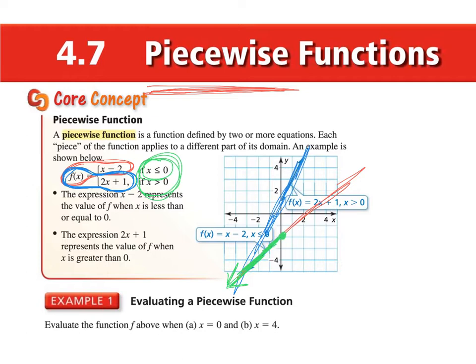All right, for the blue graph, I want only the points from the line that are greater than 0 for x. So here's 0 for x, and I'm using an open circle because it doesn't say equal to 0. It says greater than 0. So all values greater than 0 would be to the right. So it's all the points on the line to the right.